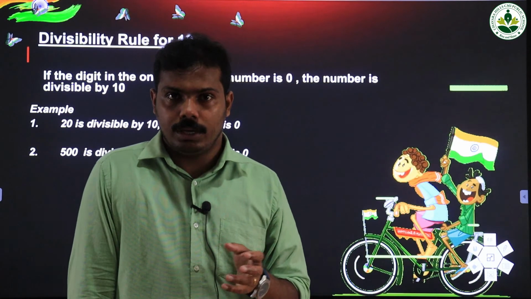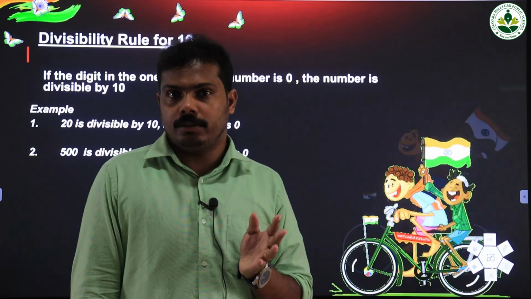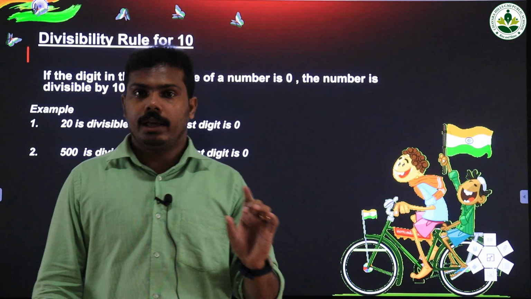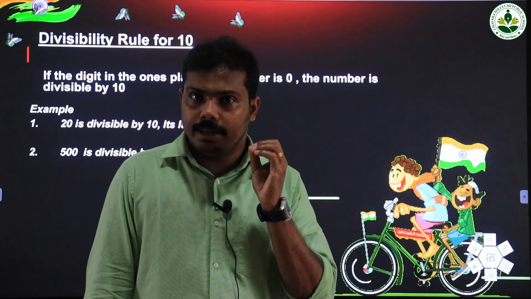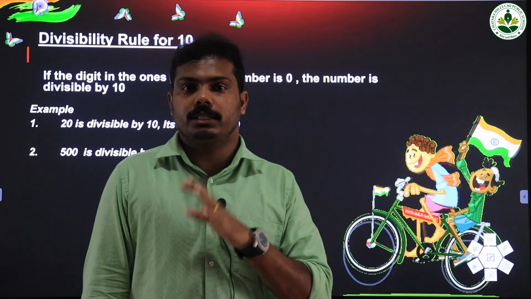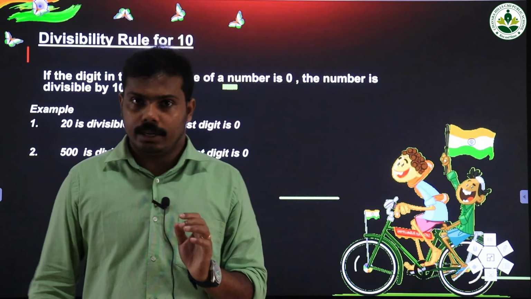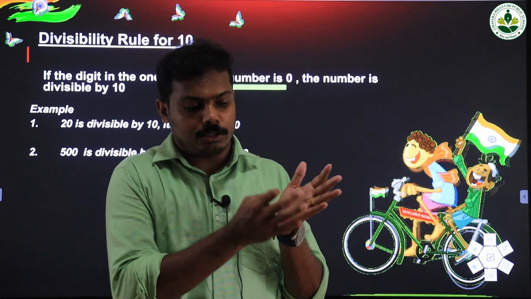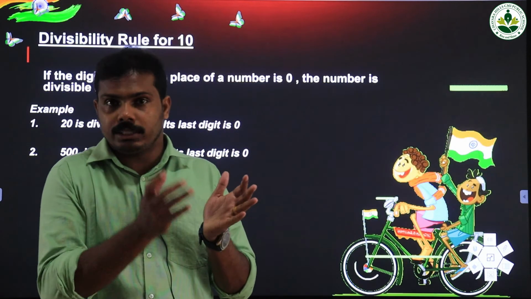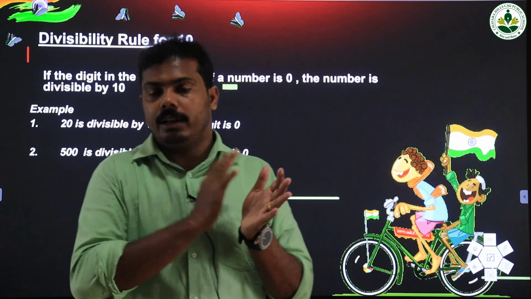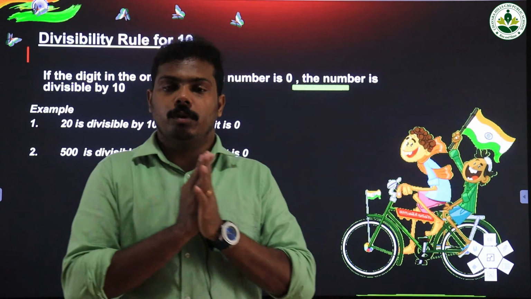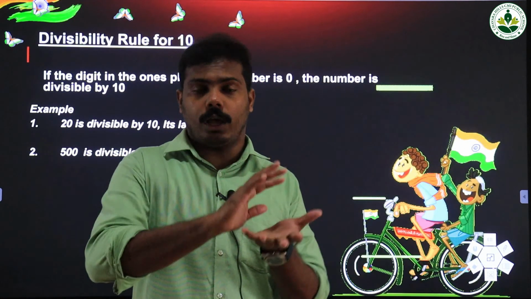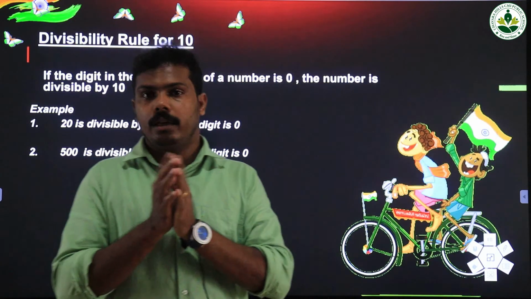Divisibility rule for 2: if the digit in the ones place is even, then it is divisible by 2. Divisibility rule for 3: if the sum of the digits of a number is divisible by 3, then the number is divisible by 3. For 4, if the number formed by the last 2 digits is divisible by 4, then the whole number is divisible by 4. For 5, if the ones place digit is 0 or 5, then the number is divisible by 5.